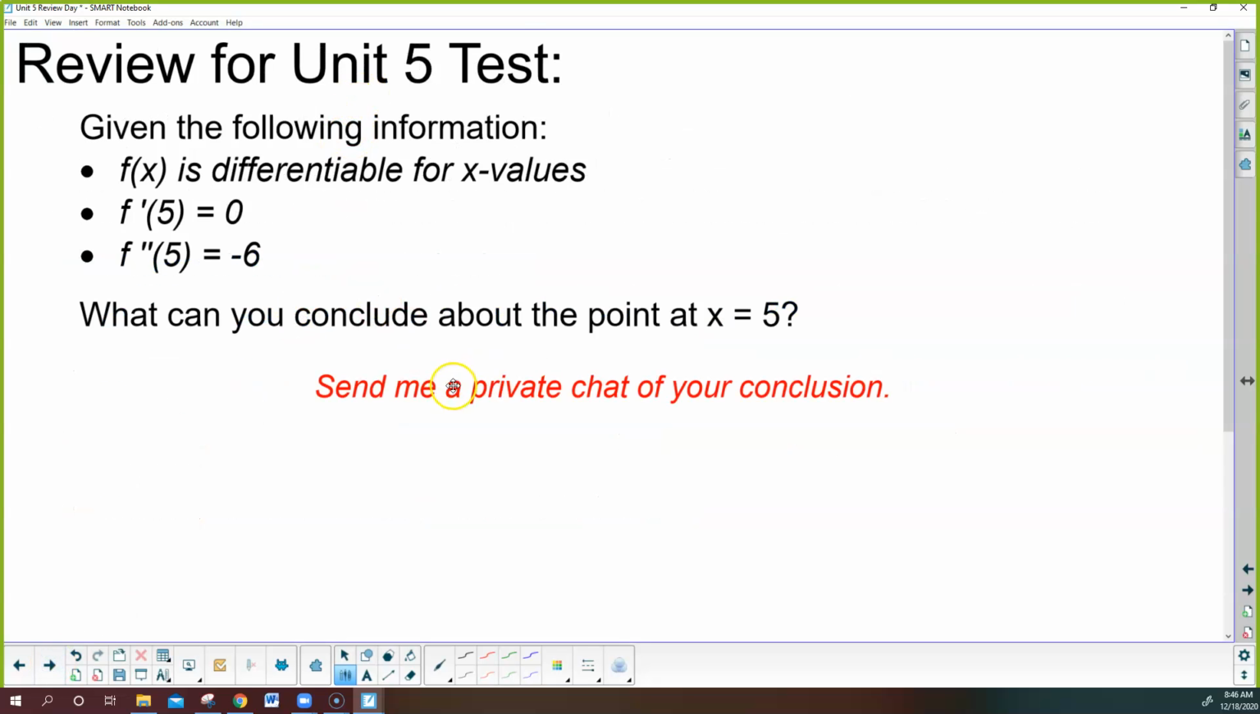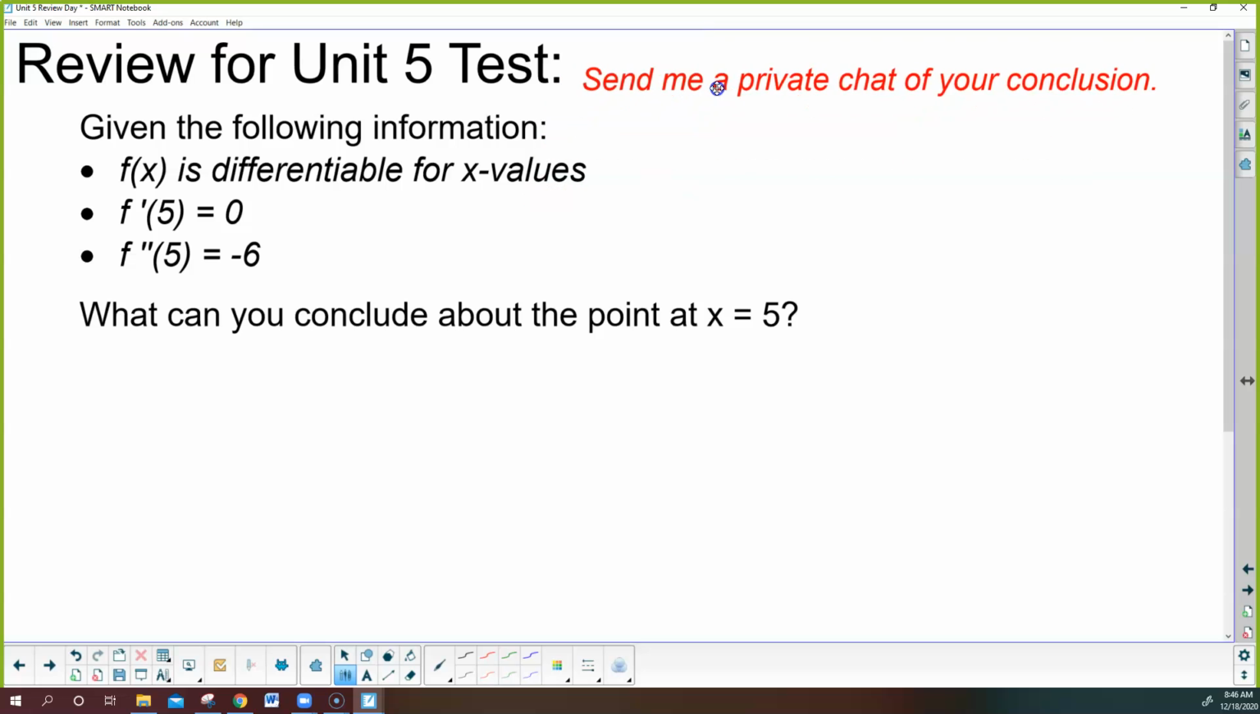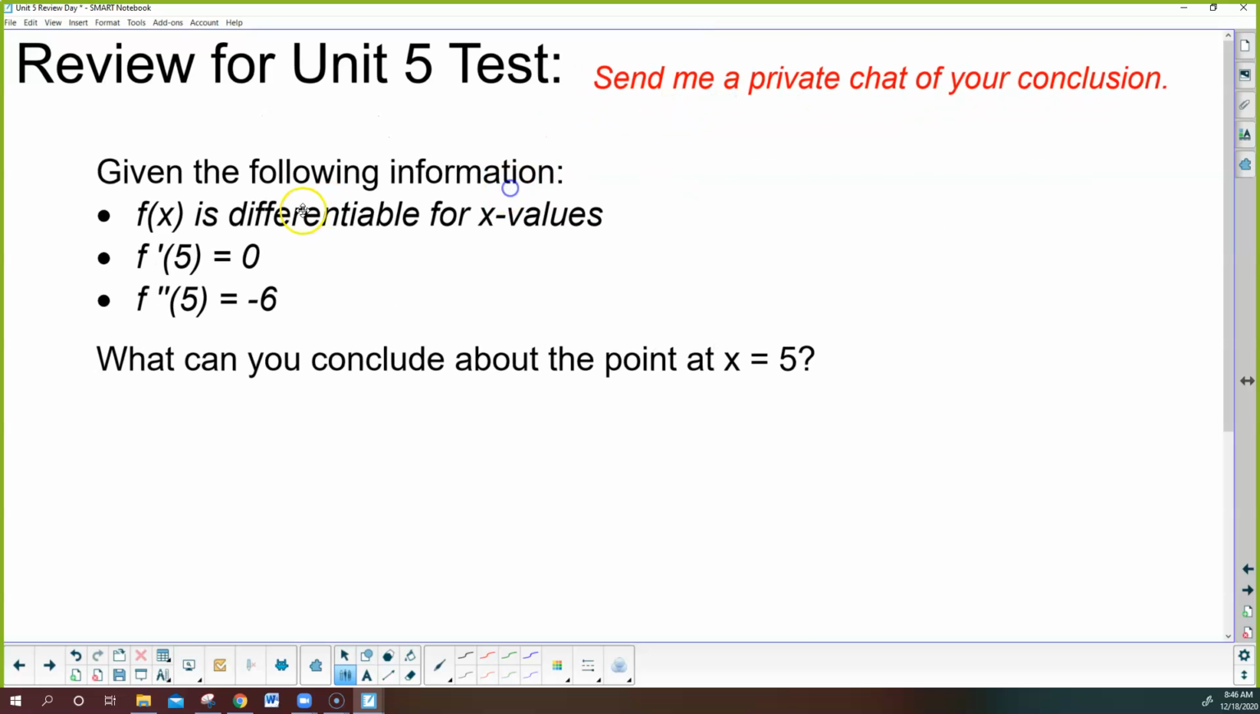All right, I'd like you to send me a private chat right now based off of the information right here. So let's say that I gave you this information. f of x is differentiable for all values of x. f prime of x at 5 is equal to 0, and f double prime at 5 is equal to -6. What do you think you can conclude about the point at x equals 5?